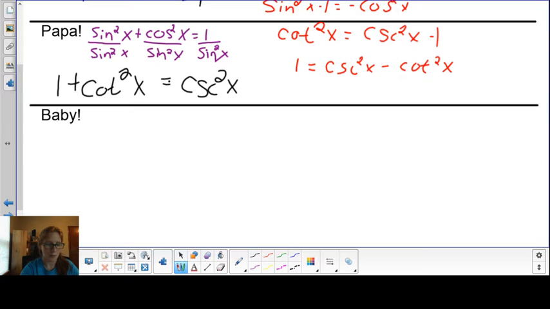Next, we're going to take a look at finding the baby. Well, I've already told you the papa and the baby were created from the mama. To determine the papa, I divided by sine squared. What do you think I'm going to divide by to find the baby? Well, what did I tell you all trig functions are made out of? Sine and cosine. So I'm going to take the mama, which is sine squared x plus cosine squared x is equal to 1. Well, to find the papa, we divided by sine. So to find the baby, we're going to divide everything by cosine.